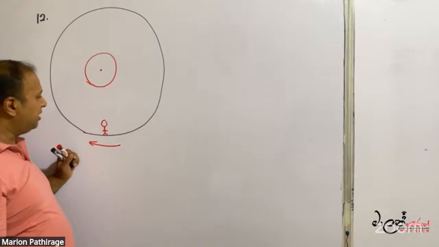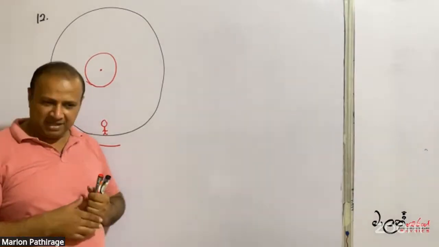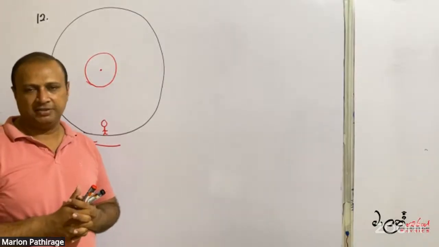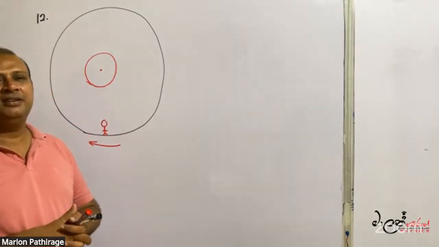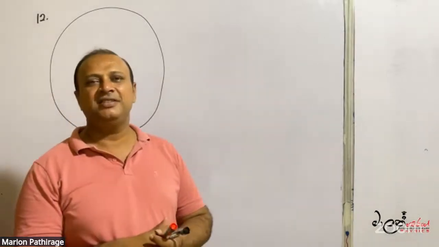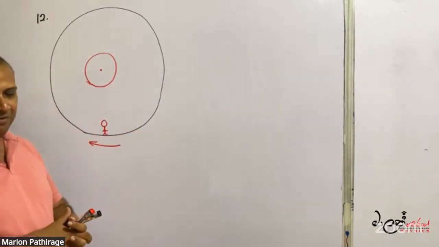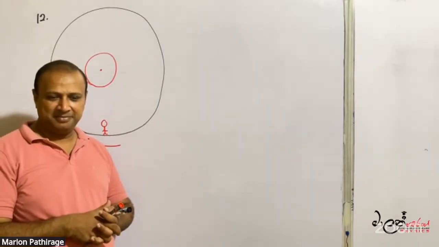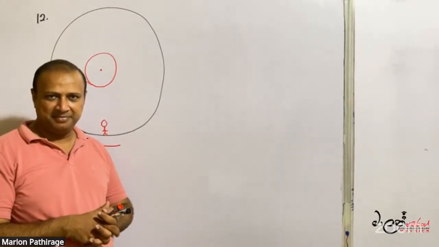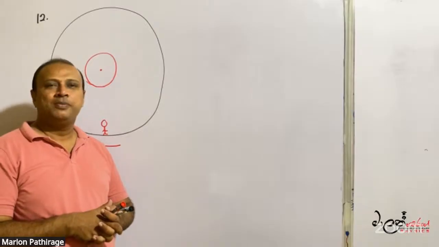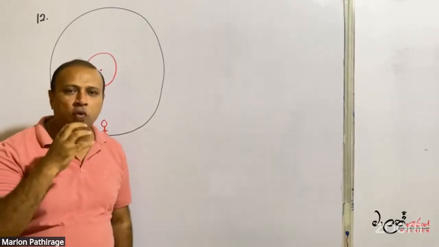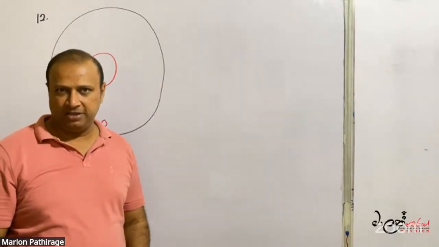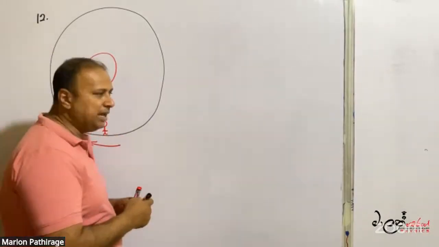Now definitely there should be two forces. One is the contact reaction, the other one is mg, the weight. What is the direction of the weight? What is the meaning of weight? Weight means that is the gravity.